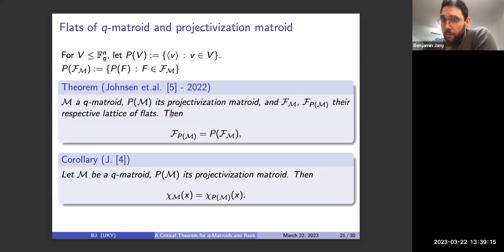Okay, and so it really preserves the entire lattice structure. And because of this characterization of the characteristic polynomial in terms of flats, we know that the characteristic polynomial of our q-matroid is equal to the characteristic polynomial of its projectivization matroid. All right. Okay.